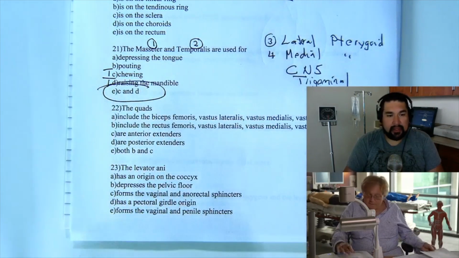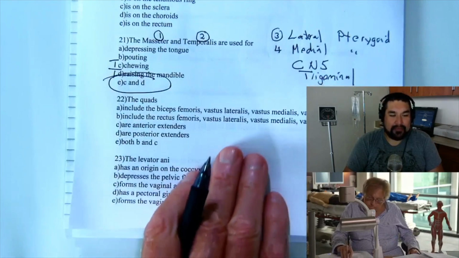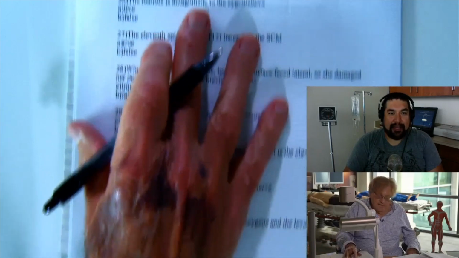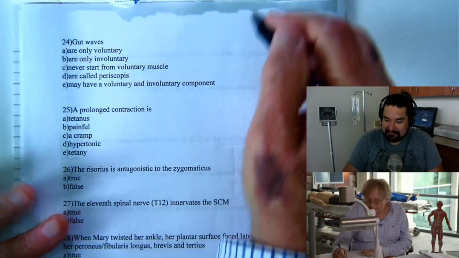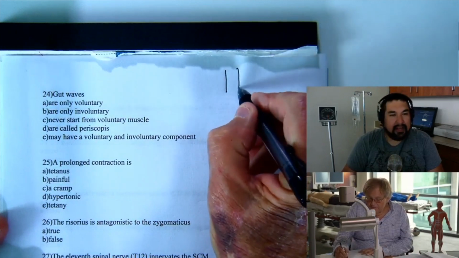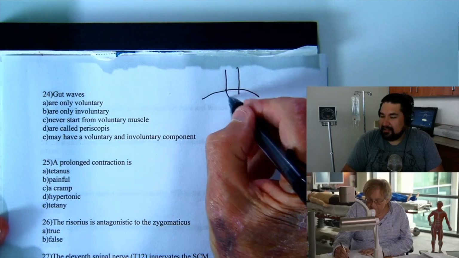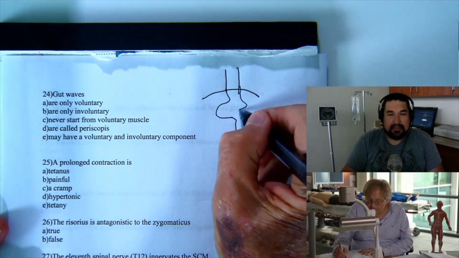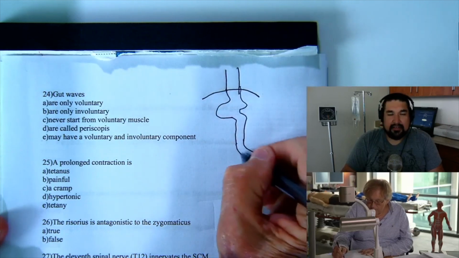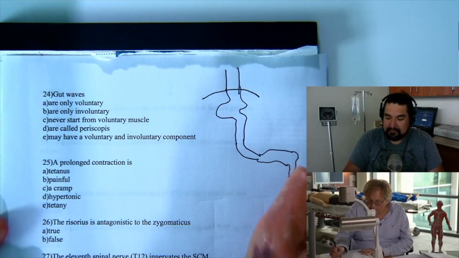Anything else we want to see? I like how it's put the gut waves. 24. Gut waves. All right. Kind of think of it as you're looking at the anatomy: this is going to be your esophagus passing through the diaphragm, and then you're going to go into your stomach, and then into your small intestine, into your large intestine, and finally into your rectum.